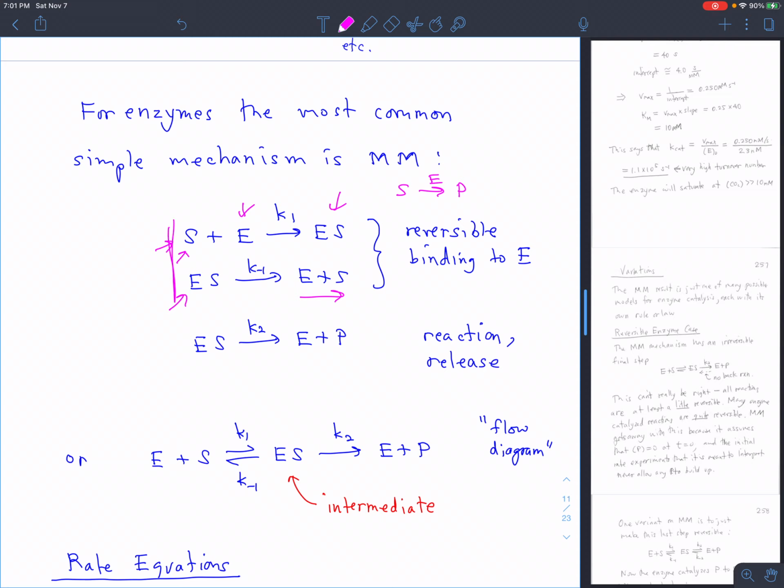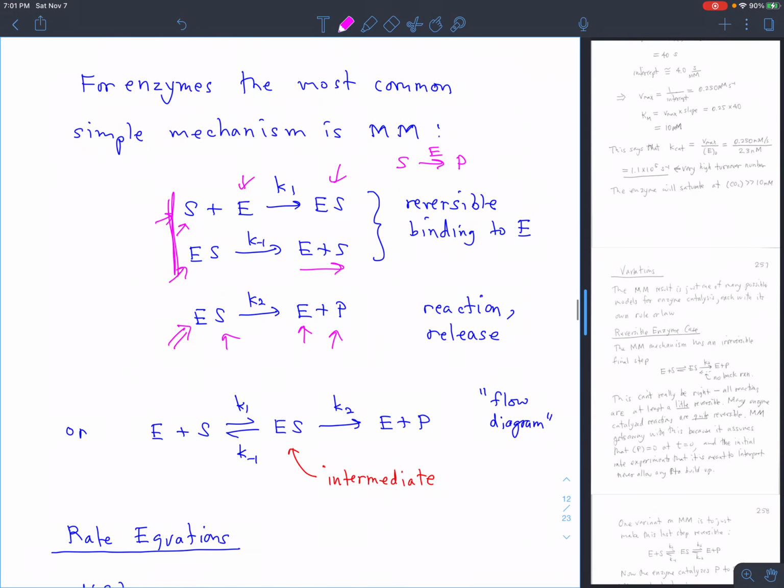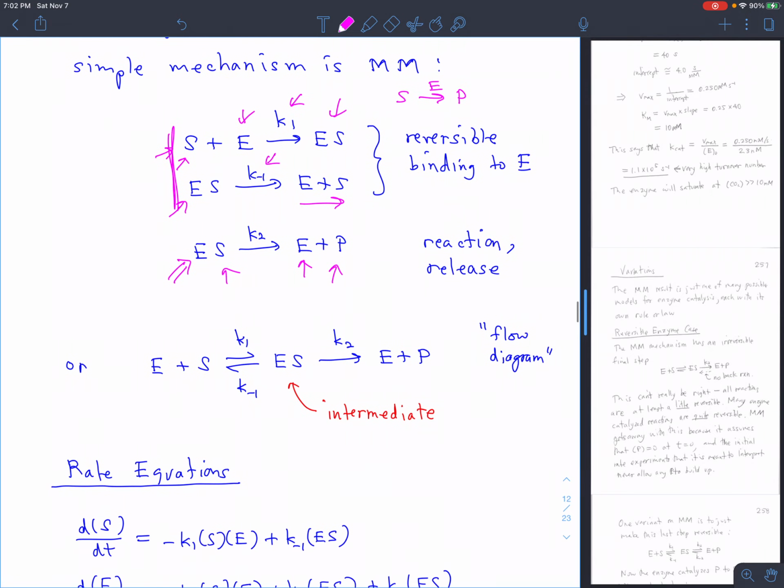So these first two steps are just the forward and backward reaction for the binding of the enzyme to the substrate. Or alternatively, there's a branch here in this mechanism. The enzyme-substrate complex can form a product and then release that product, leaving behind an empty enzyme again. There are three rate constants: K1 for the binding, K-1 for the unbinding or dissociation, and K2 for the actual product formation.